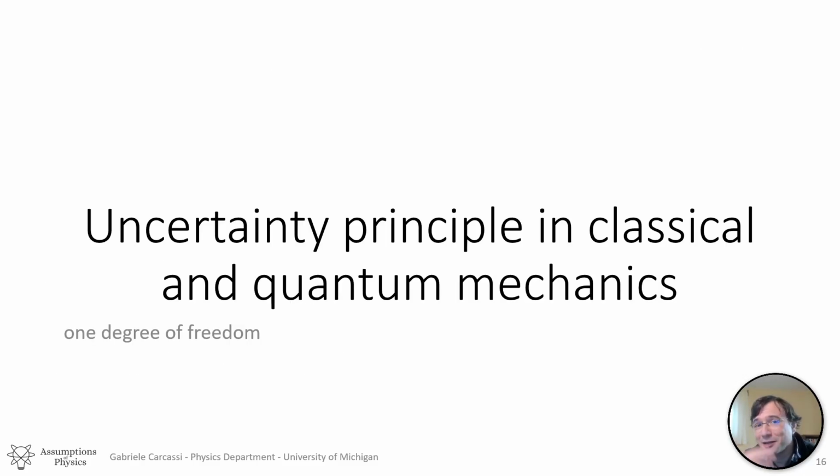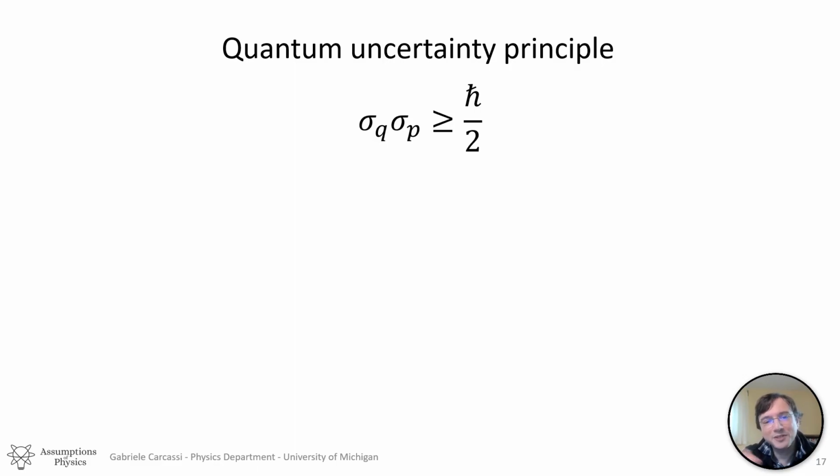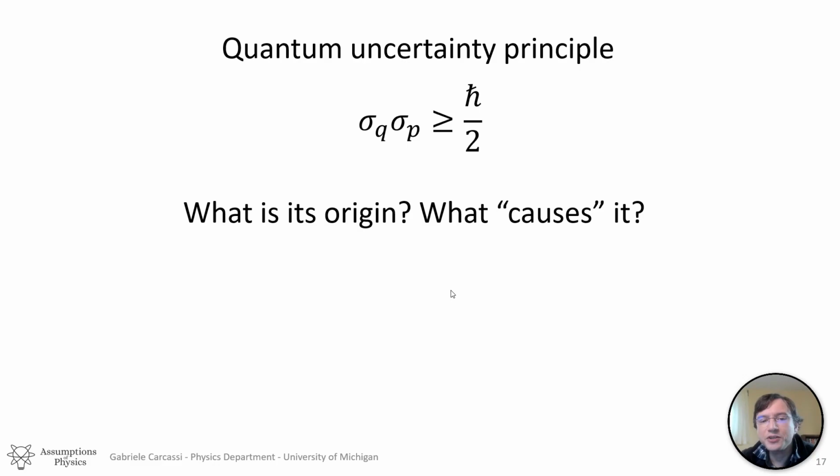Okay, so we talked about classical mechanics, thermodynamics, statistical mechanics, a bunch of different things. The last characterization was in terms of uncertainty. So let's now switch to quantum mechanics and talk a little bit about the uncertainty principle. The uncertainty principle tells us that the product of the standard deviations of q and p is always greater than or equal to h-bar over 2. So the question here is, what is the origin of this uncertainty? What is the cause, meaning what explains it? What is the core feature of quantum mechanics that allows us to understand this?